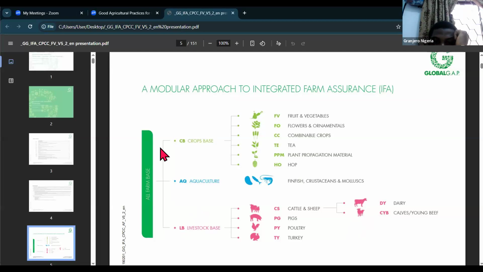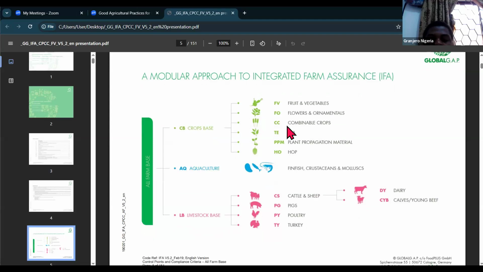You can see my mouse here is going to be operating just on this level. That is the crop base, the fruits and vegetables, flowers and ornamentals, combined crops and all of that. But we are going from all farm base to crop base and then just to fruits and vegetables. I'm using this, like I said, as an overview for us to understand how all these structures operate and how they work, in that international scheme of things, correct?